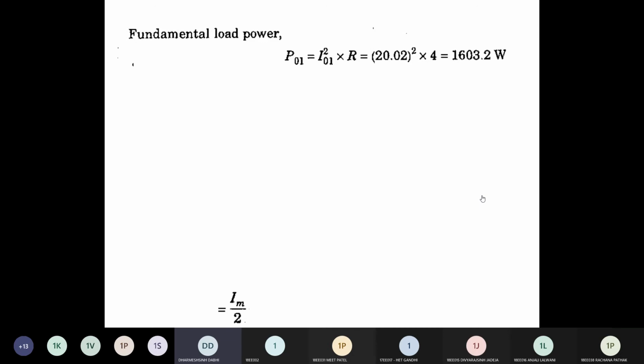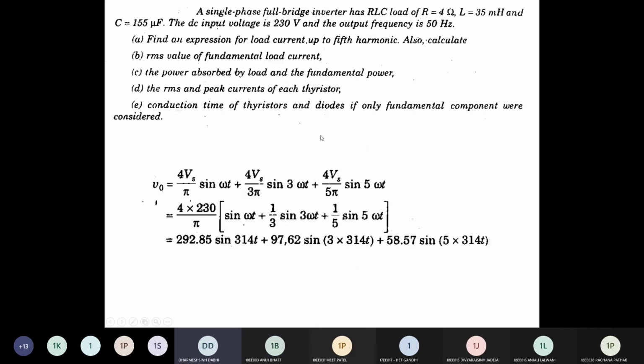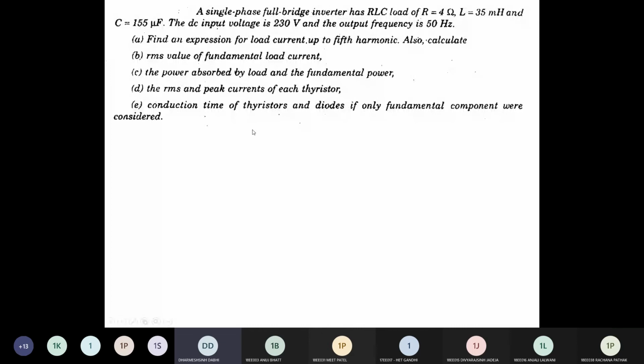Number 3, Anuj, have you calculated this value? Sir, I didn't get the answer still, but I have tried. All of you please try to calculate the value of RMS and peak value of the thyristor. All of you please try this. RMS and peak current of each thyristor. How to find out RMS and peak current?